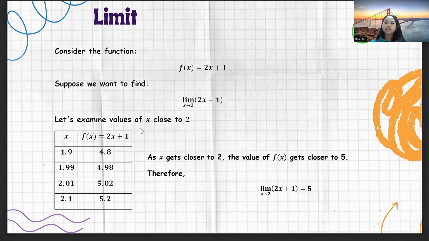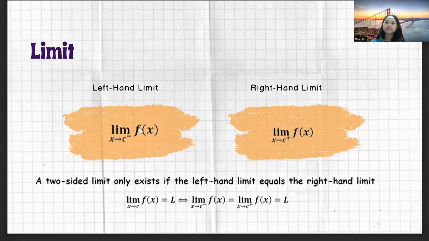to 5. This example shows that a limit is concerned with the value that the function approaches rather than the exact value of the function at that point. Now that we understand this example, let's continue to the next concept, which is the left-hand limit and the right-hand limit.